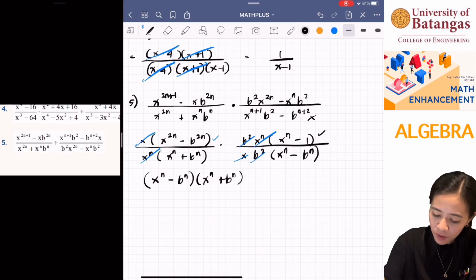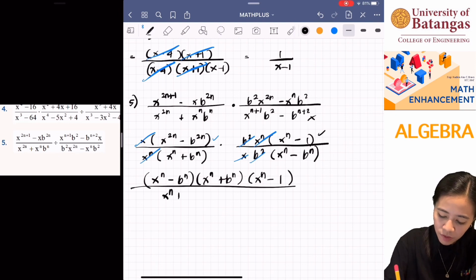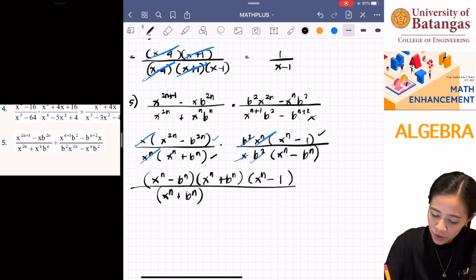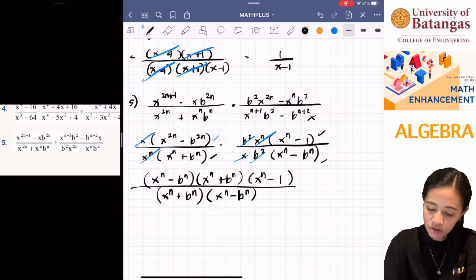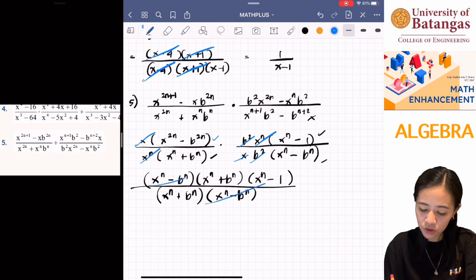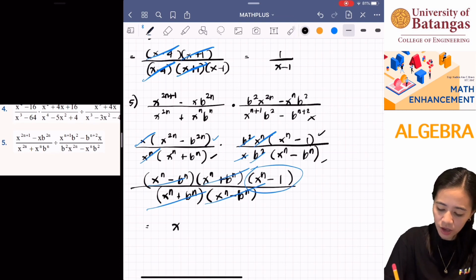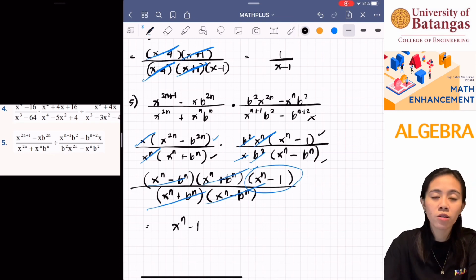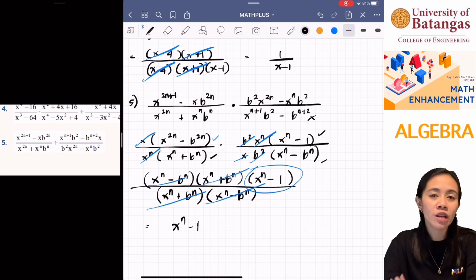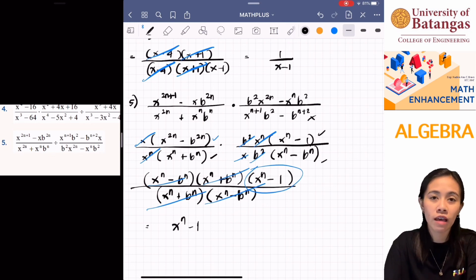Okay, and then you still have x raised to n minus 1, all over, you have x raised to n plus b raised to n, this one, multiplied by x raised to n minus b raised to n. This one. Did I leave anything out? Nothing. So, pwede ko na i-cancel to. Ayun, ito ngayon yung sagot natin. So, our final answer will be x raised to n minus 1. Kailangan lang magaling na agad tumingin or mag-apply ng laws of exponents para madali ninyong makita kung ano yung i-factor ninyo or kung ano yung common monomial factor natin para madaling mag-simplify or madaling mag-multiply, divide, or mag-operate ng fractions.